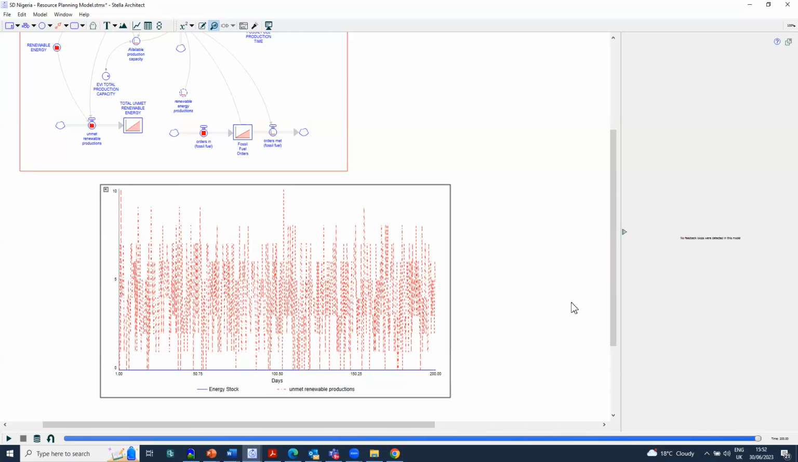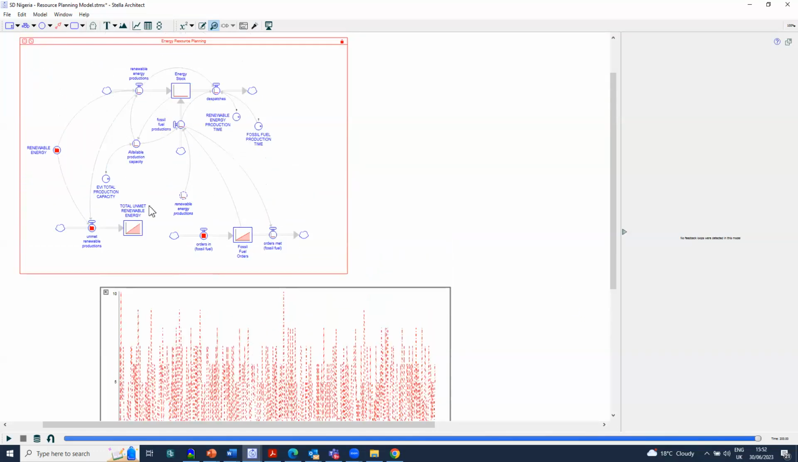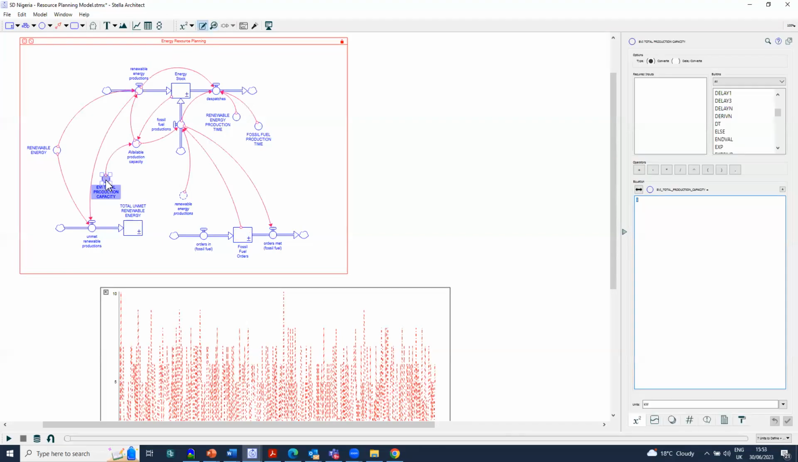There are a lot of things we can do with the model, but just to give you an idea of what is going on, you can see the met production is going very high, and the energy in stock is here. And what happens if we change the production capacity times 3? Running from 0 to 90.